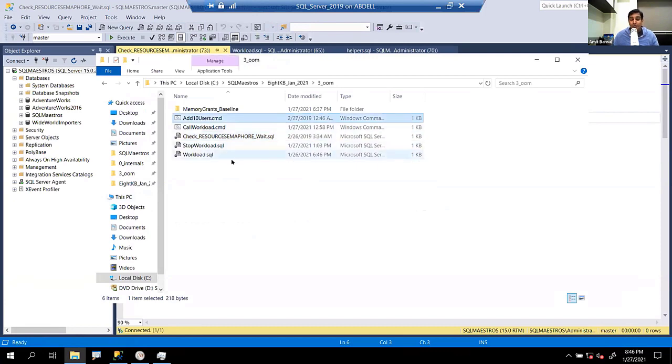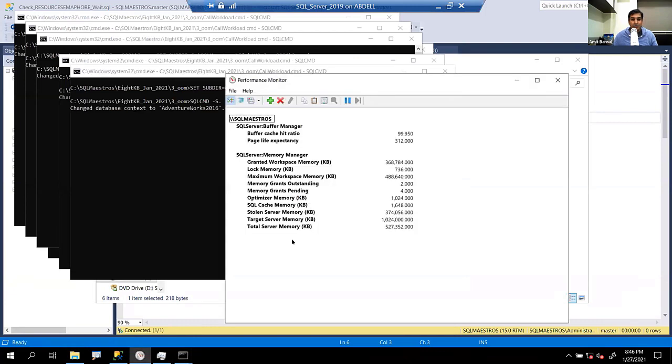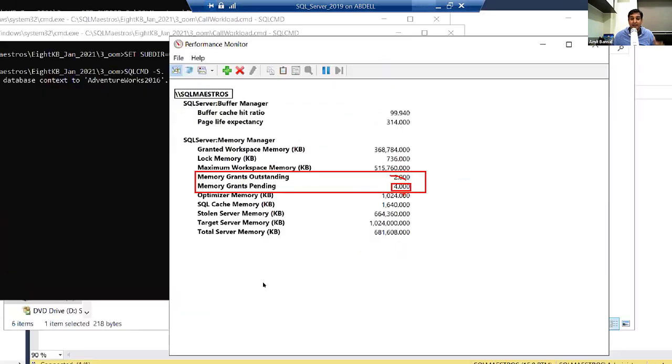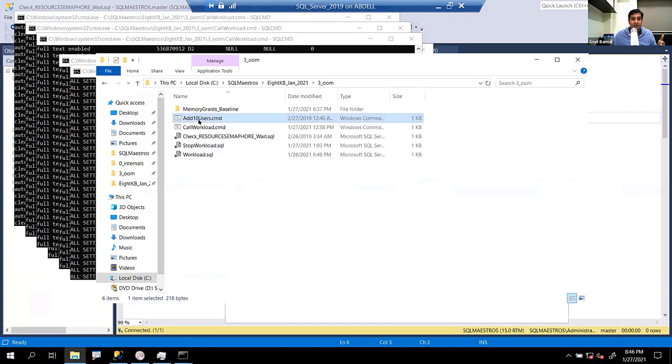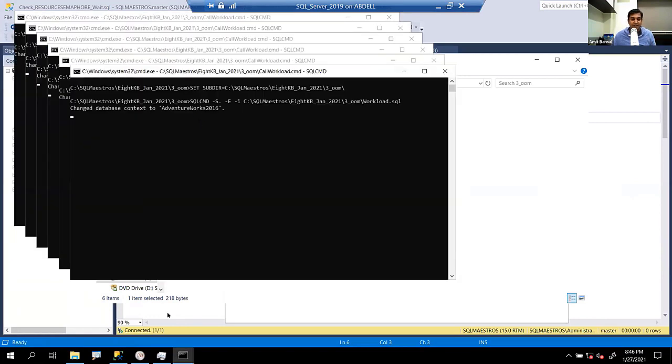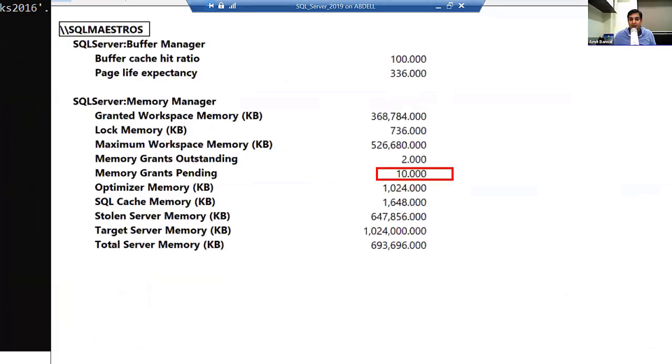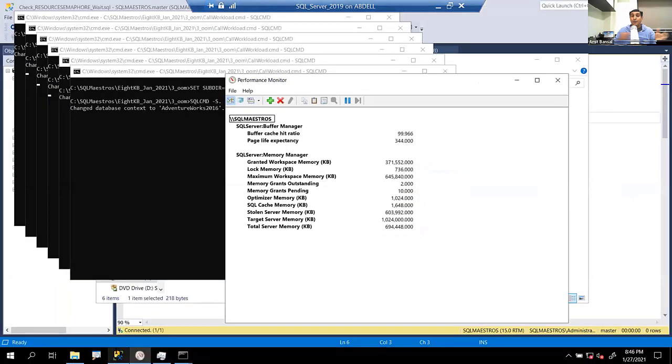And I'm going to add 10 users by calling this workload. So let's get started and let's go back there. And now you can see here, memory grants outstanding and memory grants pending. This means that 2 instances of the queries were actually given memory, and there are 4 queries that are actually waiting. And if I run another instance, so I say 10 users, but it's actually calling this 5 times. And now if you go here again, you can see that grants pending has now turned to 10, which means memory grants are pending for this particular set of workloads.